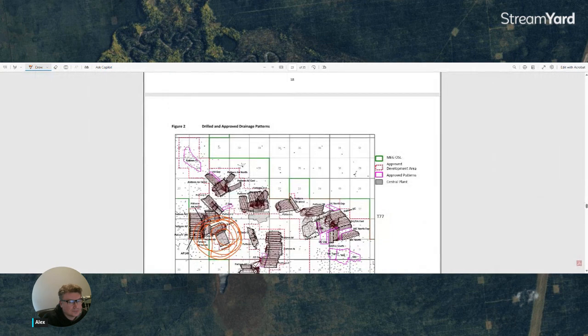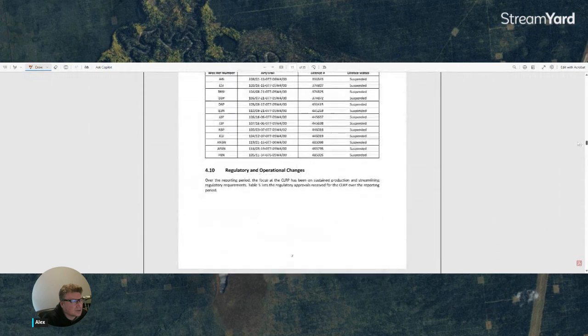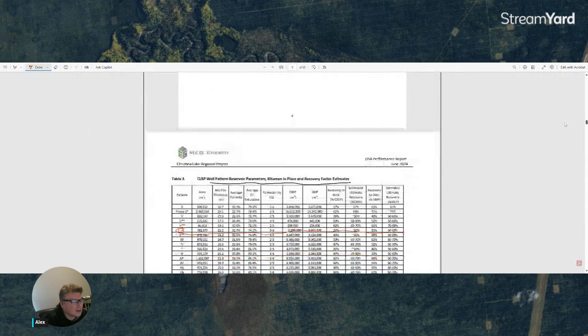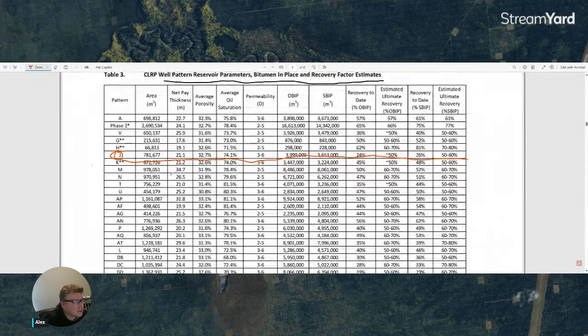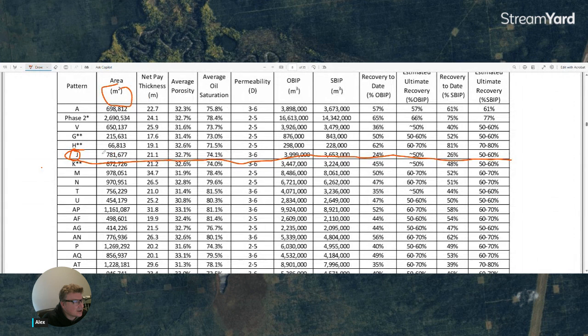Sorry, I keep asking you questions, but I obviously don't see who is even online and listening to me. But it's okay. So let's see what's happening on the J pad. The area in square meters is 781,677. The net pay thickness is 21. So obviously you can see the chamber growth is going to be slightly less than a V pattern or pad, which will have close to 26 meters pay thickness. The average porosity on that V pad is 31.6. Here it is 32.7, so we're dealing with slightly higher porosity.